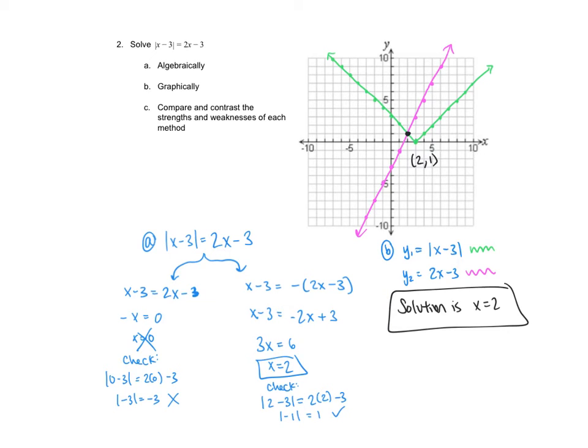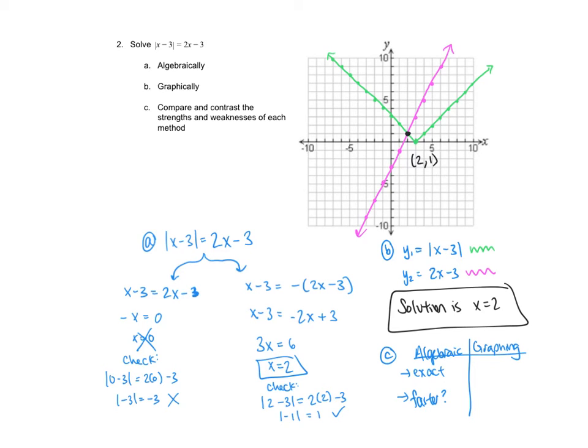Now, for part C, it says compare and contrast the strengths and weaknesses of each method. So algebraic and then graphing. Algebraic, it's a little bit more exact. Like if we graphed it and maybe the x values didn't meet at a specific point, with the equation we would find that exact point. It might be a little bit faster.